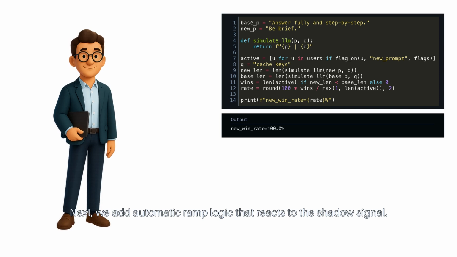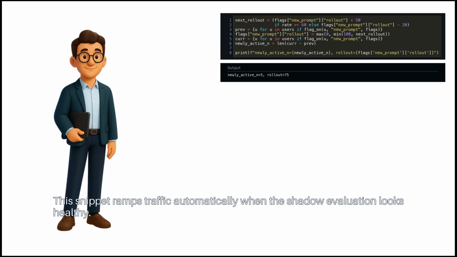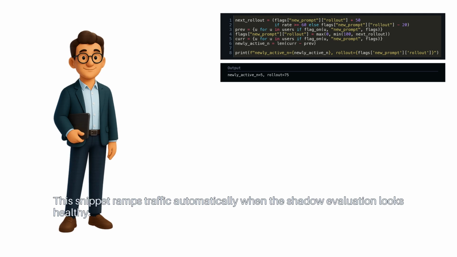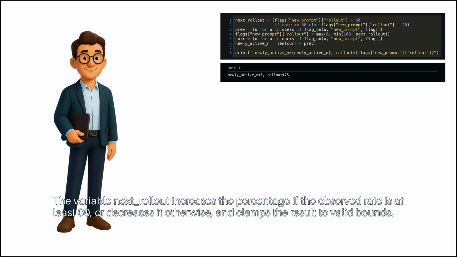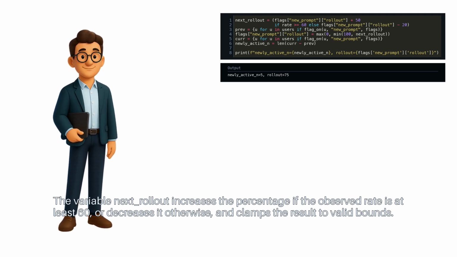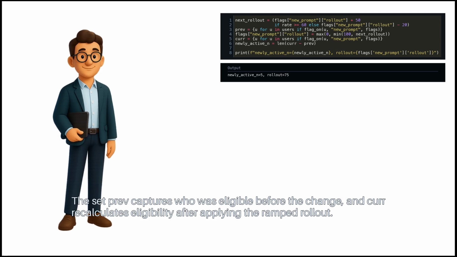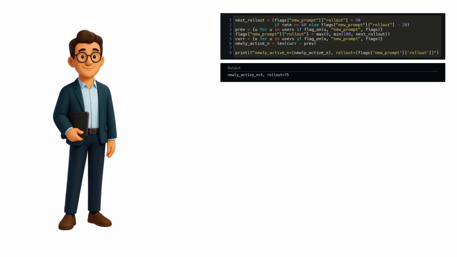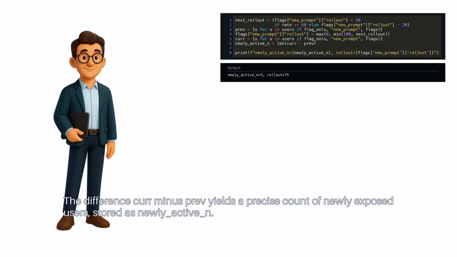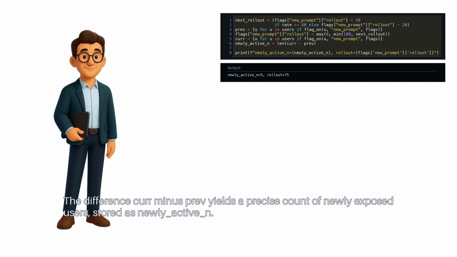Next, we add automatic ramp logic that reacts to the shadow signal. This snippet ramps traffic automatically when the shadow evaluation looks healthy. The variable next_rollout increases the percentage if the observed rate is at least 60, or decreases it otherwise, and clamps the result to valid bounds. The set prev captures who was eligible before the change, and cur recalculates eligibility after applying the ramped rollout. The difference cur minus prev yields a precise count of newly exposed users, stored as newly_active_n.